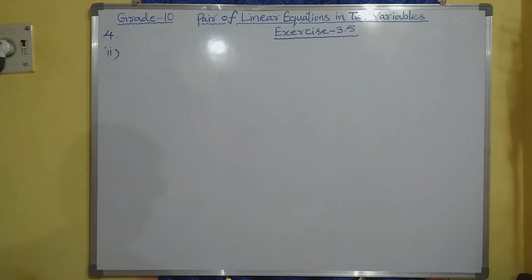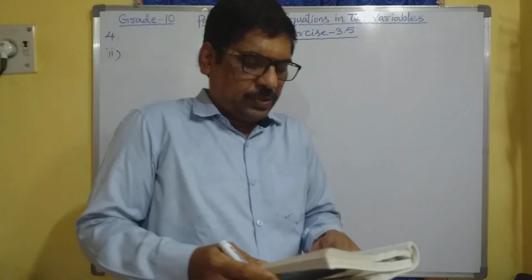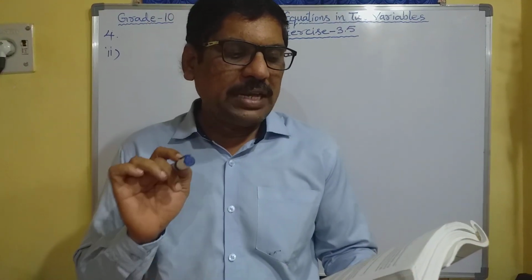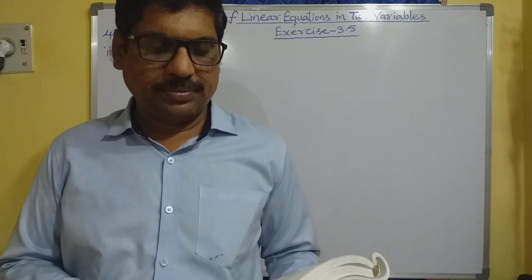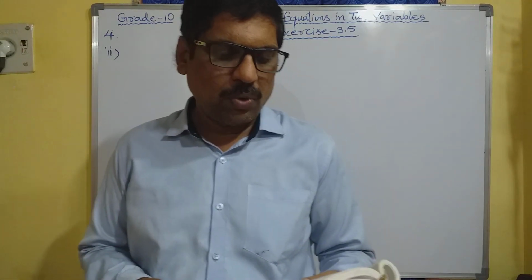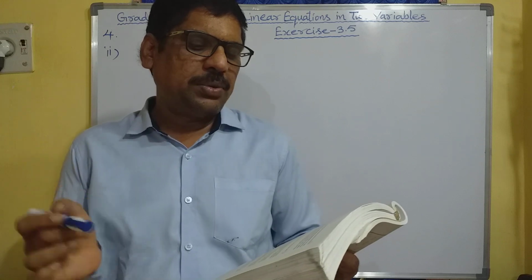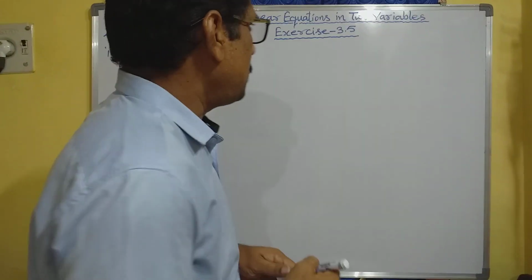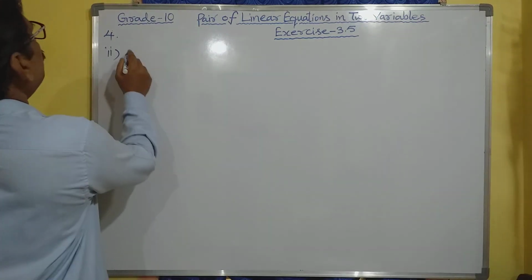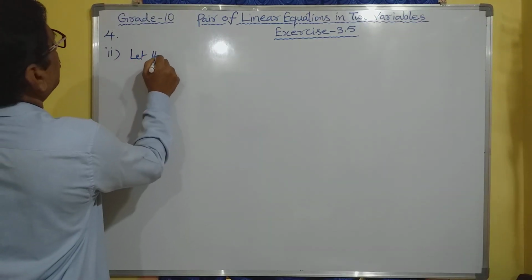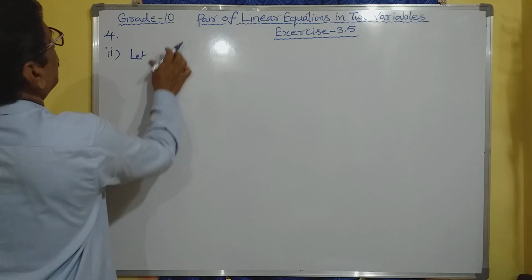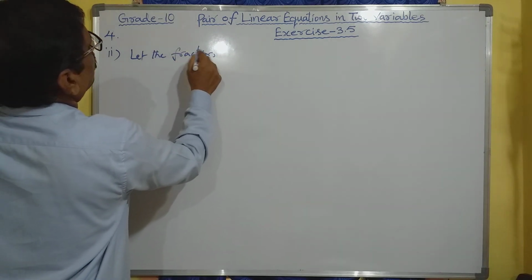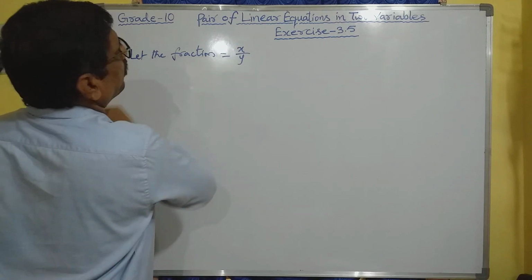Now the second problem from the fourth Roman: a fraction becomes 1 by 3 when 1 is subtracted from the numerator, and it becomes 1 by 4 when 8 is added to the denominator. Find the fraction. We don't know the actual fraction, so let the fraction be x by y.